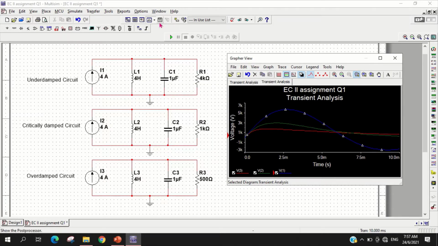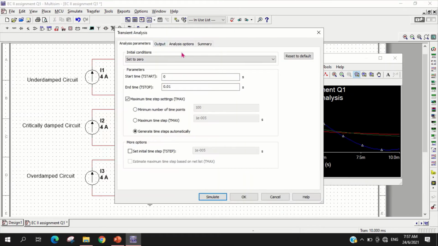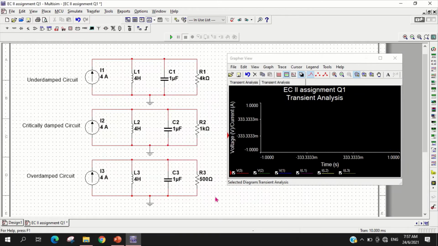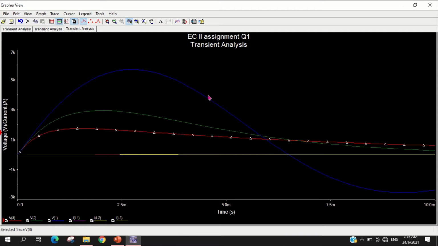And then we can also generate both of the variables in one graph. For the output, we just simply add IL1, IL2 and IL3. So let's simulate. So this is the graph generated from the simulation.